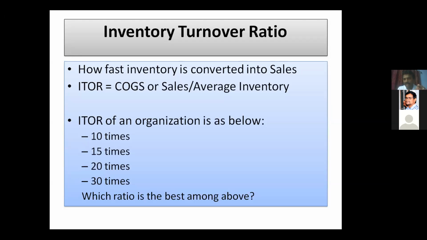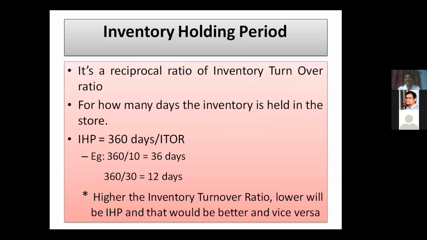To understand the inventory turnover ratio, there is a reciprocal ratio of inventory turnover ratio known as inventory holding period, which we call IHP. Inventory holding period is a reciprocal ratio of inventory turnover ratio. This explains for how many days the inventory is held in the store, in the godown, within the company. IHP stands for inventory holding period. So that is equal to 360 days, as I have taken. Normally for easy calculations, it is rounded off to 365 days. For the number of days in a year, we can take weeks or months as well. So we assumed the number of days as 360, divided by inventory turnover ratio.